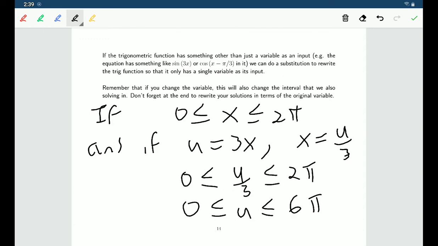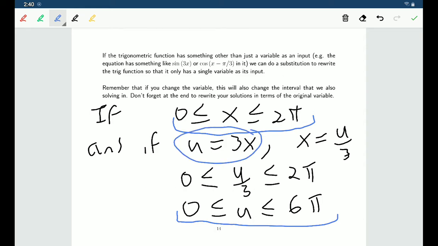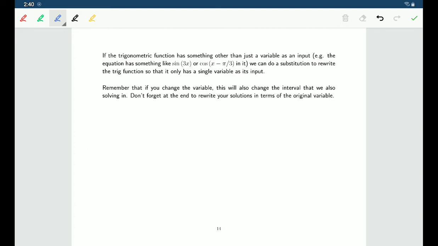So if the original interval for x was between 0 and 2 pi, then the interval for u would be between 0 and 6 pi. So not 1 full circle, but now 3 full circles. And we'll have to do that anytime we carry out one of these substitutions, because if we replace x, our function of x, with u, that will affect our interval for solutions.